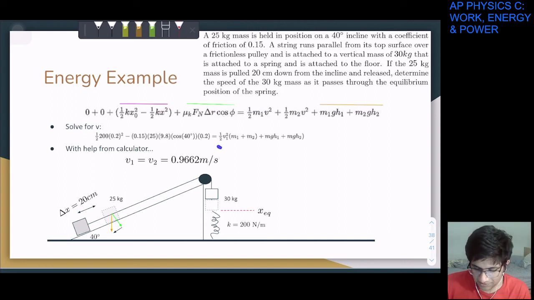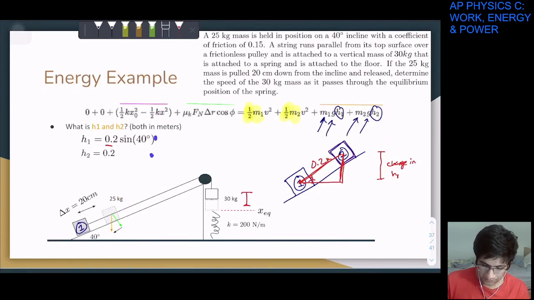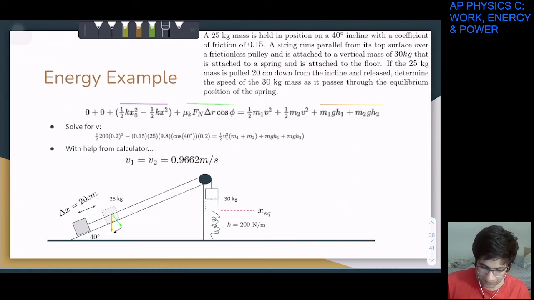And then the right hand side is 1/2 v1, which is the same thing as v2, right? Because they both travel at the same speed, times m1 plus m2, and mgh1, mgh2. We know what h1 and h2 are, and if you solve this, you can take my word for it, you get this as the final answer. So a little under 1 meter per second is the speed of this mass as it goes through the equilibrium position.